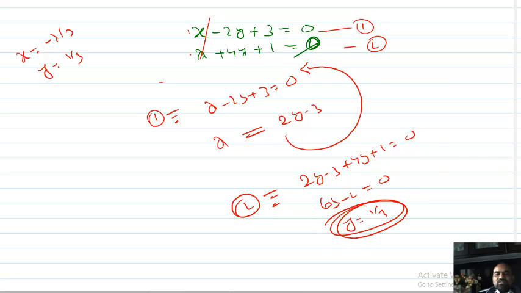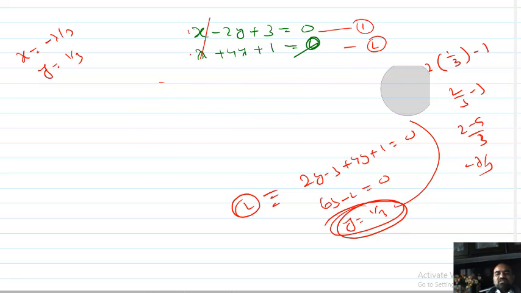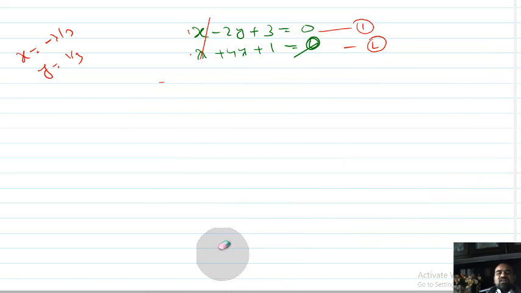We got y equal to 1 by 3. Substitute the y value here, then we get the x value. So x is equal to 2 times 1 by 3 minus 3, that is 2 by 3 minus 3, that is equal to 2 minus 9 by 3, that is minus 7 by 3. By using the elimination method you got the same answer, and by using the substitution method we also get the same answer. But the important method is the cross multiplication method, a very important method.